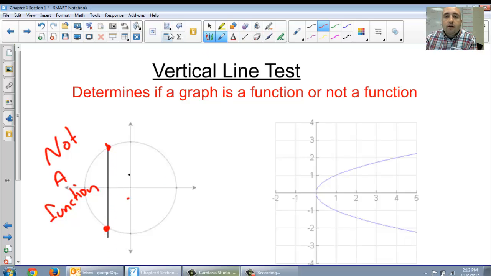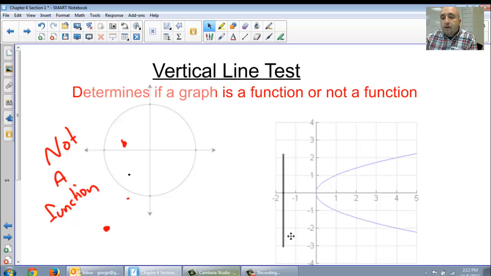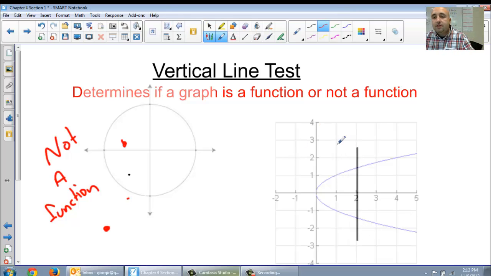Okay, let's look at the one over here. So I'm going to take my vertical line. All right, so let's look at this. It's like a sideways parabola. Will it ever touch the sideways parabola more than once? If you notice right there, how many times does it touch? Touches once, twice. Not a function. So the vertical line test will tell you if something is a function or not a function.